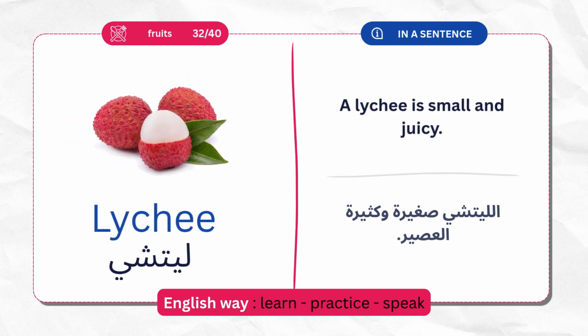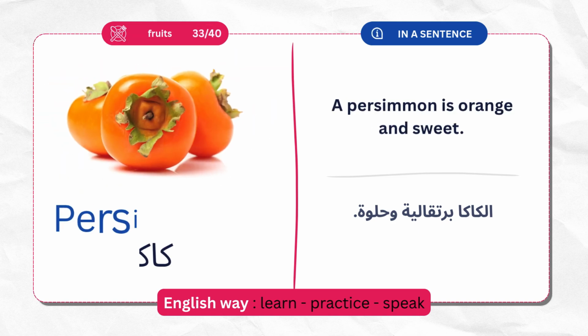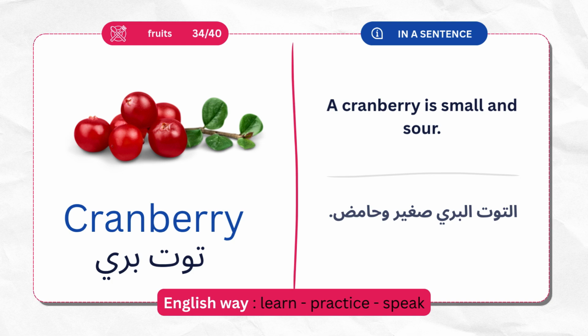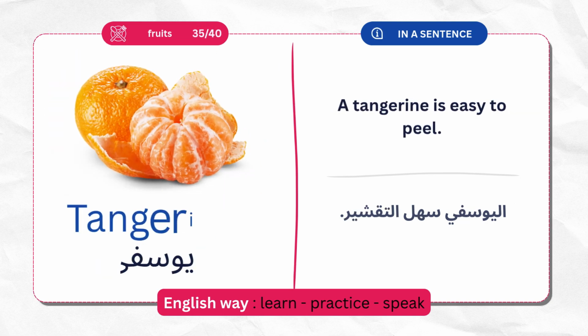Lychee. A lychee is small and juicy. Persimmon. A persimmon is orange and sweet. Cranberry. A cranberry is small and sour. Tangerine. A tangerine is easy to peel.